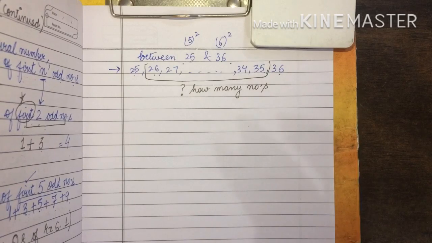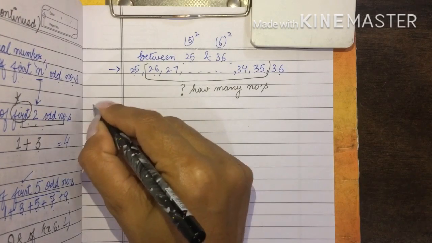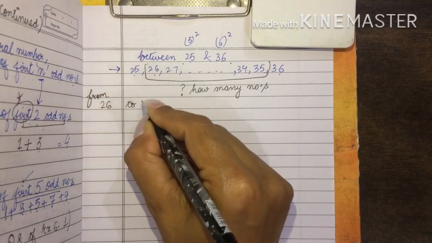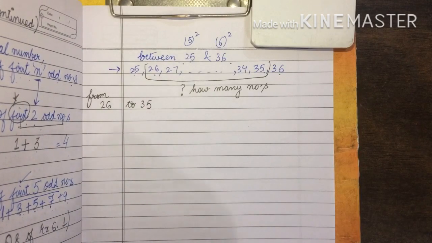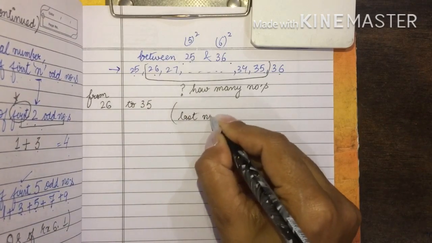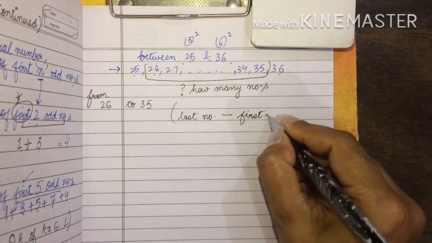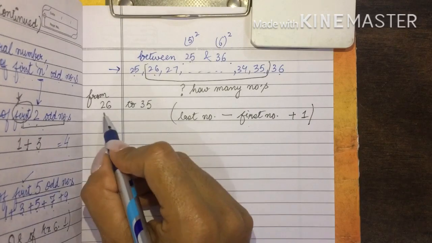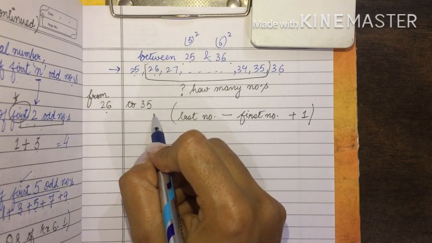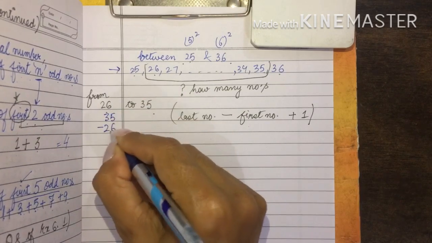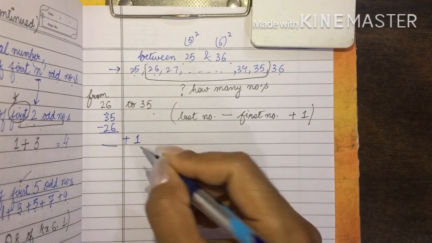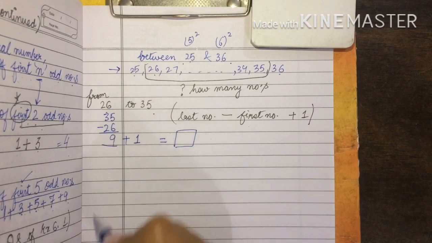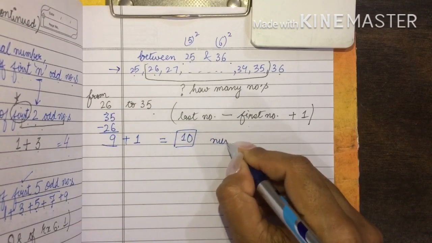You can count on your fingers if you want, or there is a rule to know how many numbers are there from 26 to 35. You have done this in junior classes. You take the last number, subtract the first number, and then add 1. So 35 minus 26 is 9, plus 1 will be 10. So 10 numbers are there.